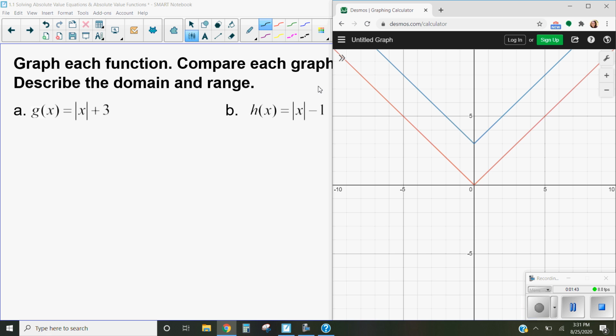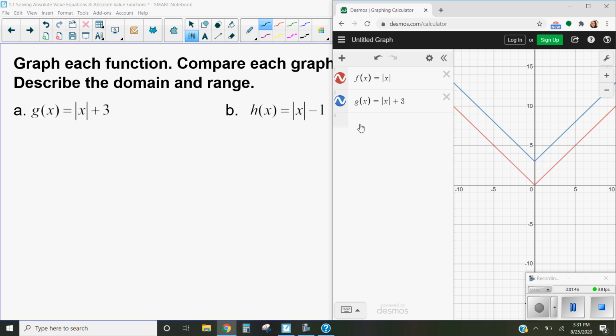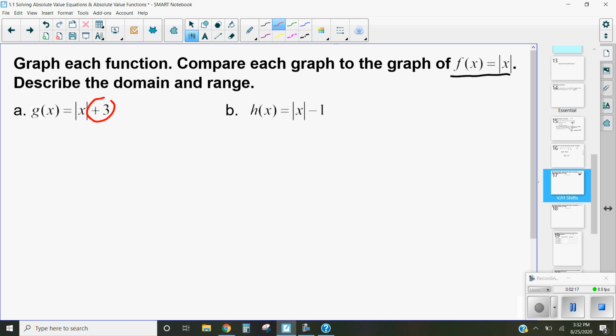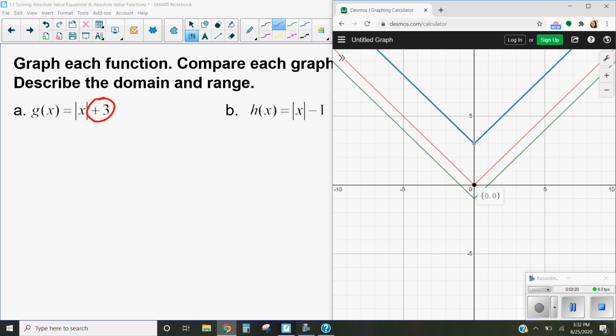What do you think is going to happen with the function h of x? Well, let's see what happens. This h of x function is going to be a different color. So h of x is green here. And when we do x minus 1, look at what happens. This green function is part B. Red is our parent function, the absolute value of x, and blue is part A, the absolute value of x plus 3. Notice, as we add these numbers on the outside, as we add this plus 3, what happens to our graph? It shifts up 3. As we add this minus 1, look at what it does for our graph. We shift down 1. And notice how that vertex has changed.